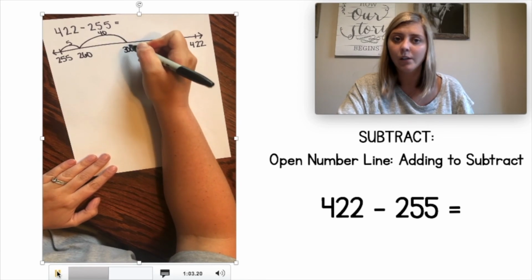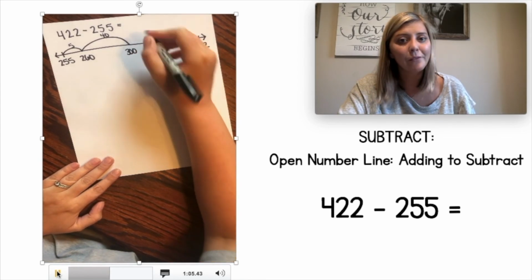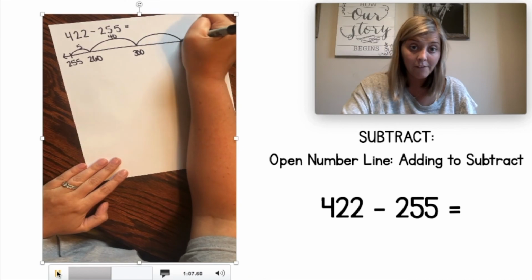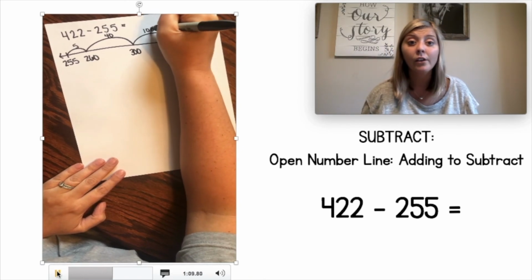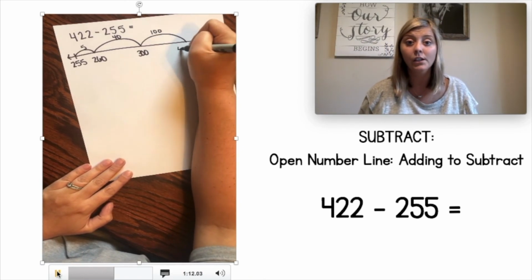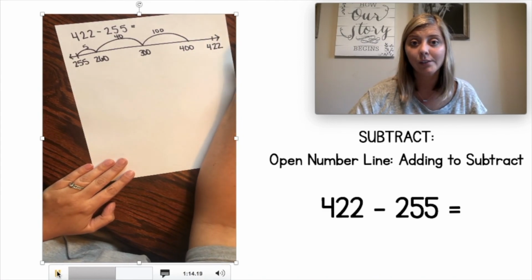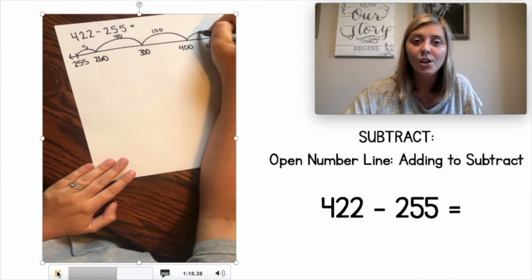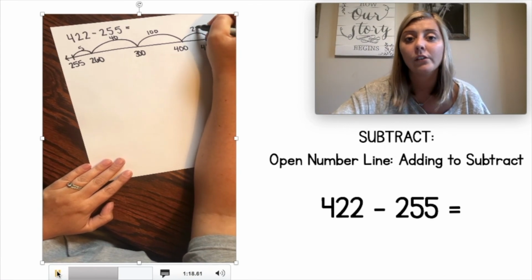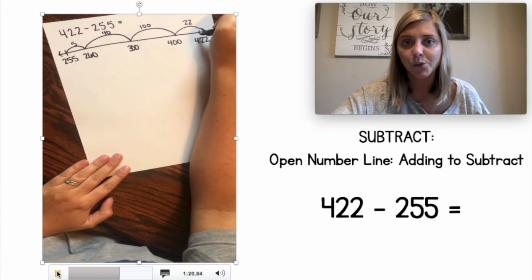260 plus 40 equals 300. But I'm still not at 422 yet. If I go over 100 more, 300 plus 100 equals 400. But I'm still not at 422. So I need to go 22 more, and that would put me at 422.